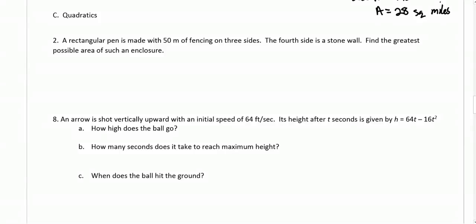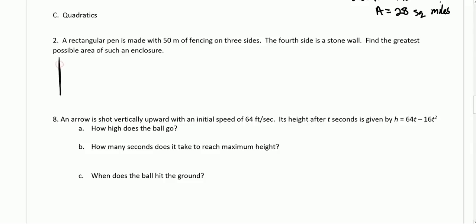This is part C on quadratics, taken from the third section in Unit 9. We're going to look at number 2. A rectangular pen is made with 50 meters of fencing on 3 sides. The fourth side is a stone wall. Find the greatest possible area of such an enclosure.